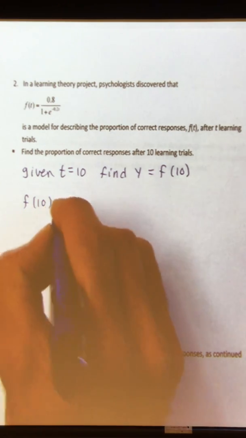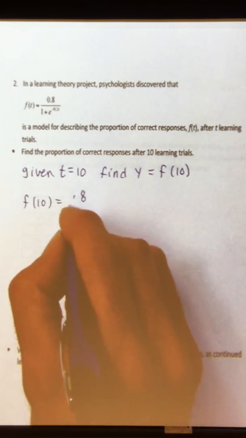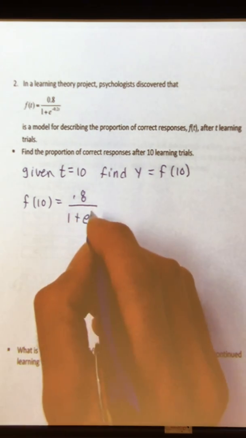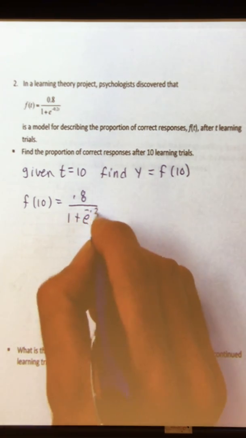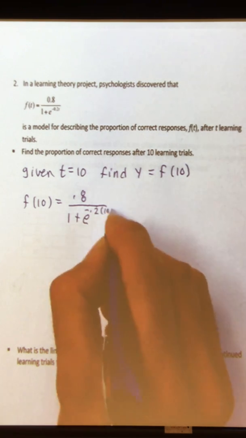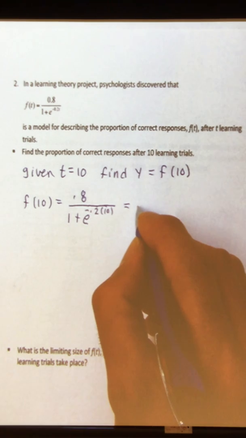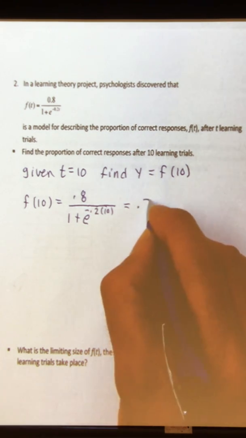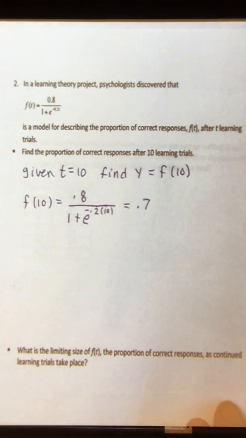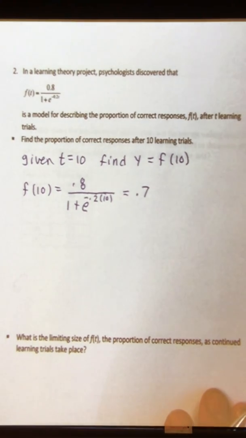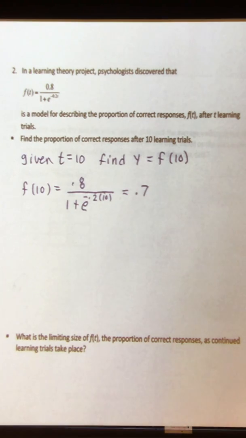F of 10 will be 0.8 divided by 1 plus e to the negative 0.2 times 10, which is approximately 0.7 after working that through on the calculator. So after 10 learning trials, the proportion of correct responses is approximately 0.7.